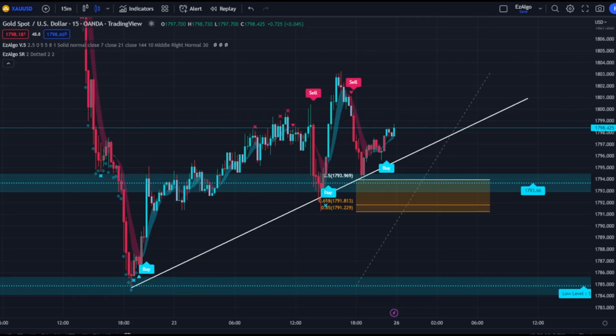Now, this will take some time to get used to drawing the Fibonacci levels, but once you get this down, I'm telling you, this strategy is money.